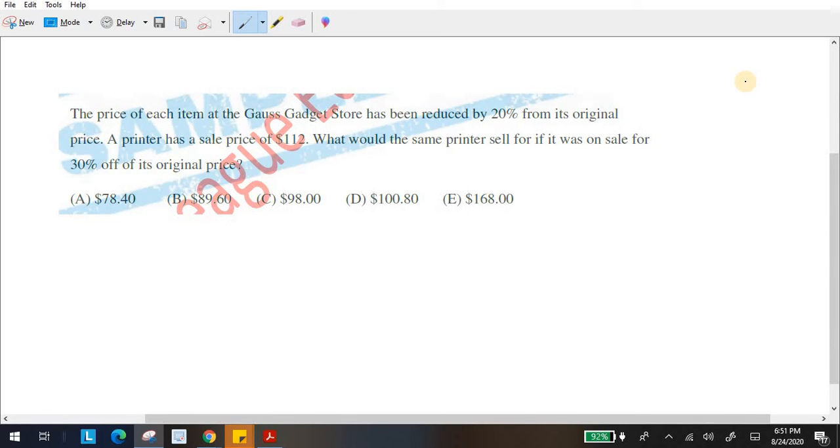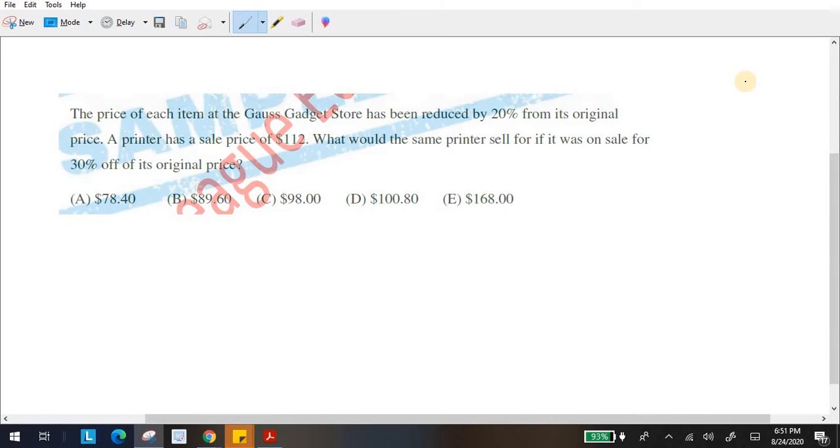0.8x equals 112. 112 divided by 0.8 equals x. Multiply top and bottom by 10: 1120 over 8 equals the original price. 1120 over 8 is 140. 140 is the original price. So 0.7 times 140. Oh, that's funny because 7 times 2 is 14.